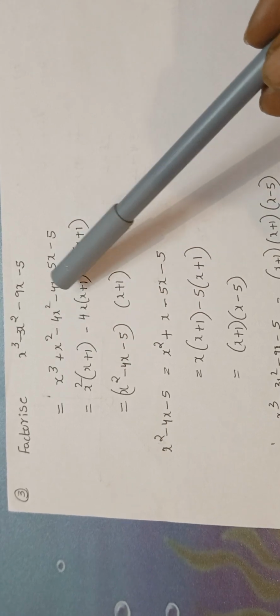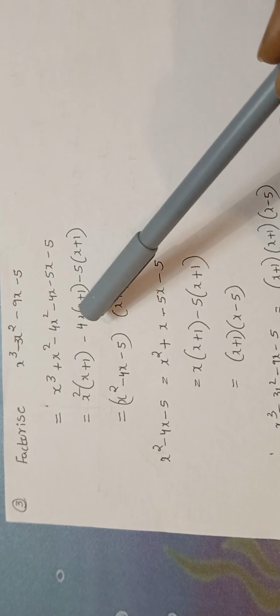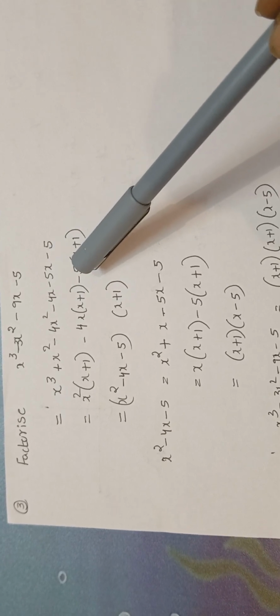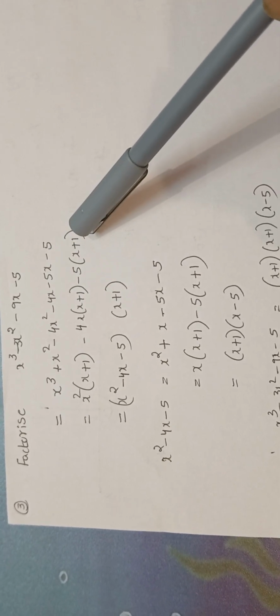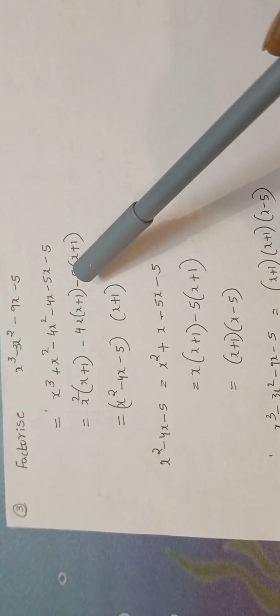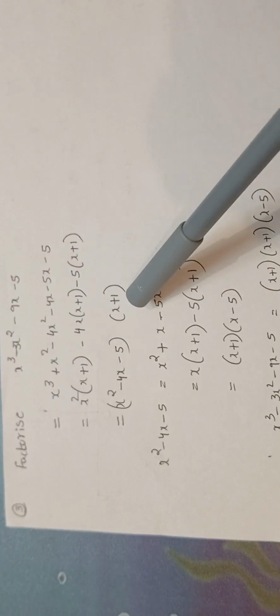In minus 4x square and minus 4x, common part is minus 4x. Remaining is x plus 1. And in the last two terms, common is minus 5. The remaining is x plus 1. Here, this is the expression: x square minus 4x minus 5 is one part and x plus 1 is one part.